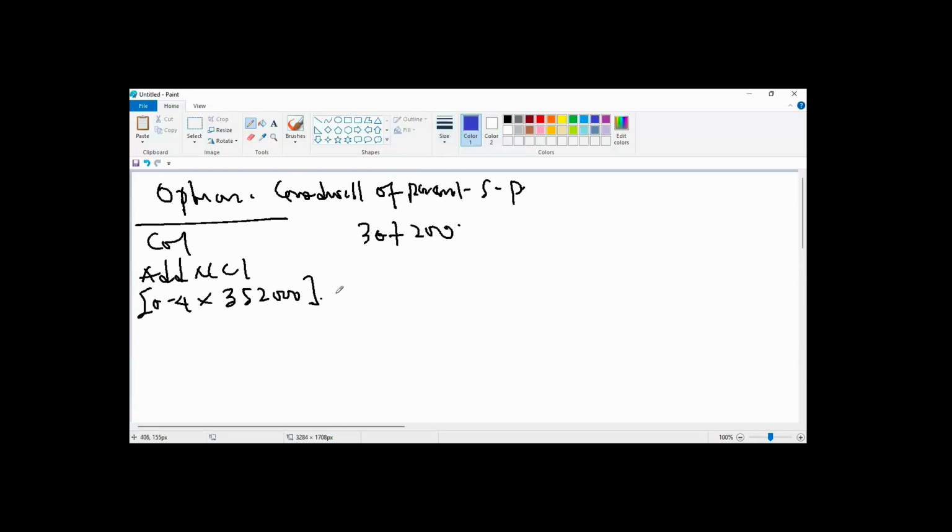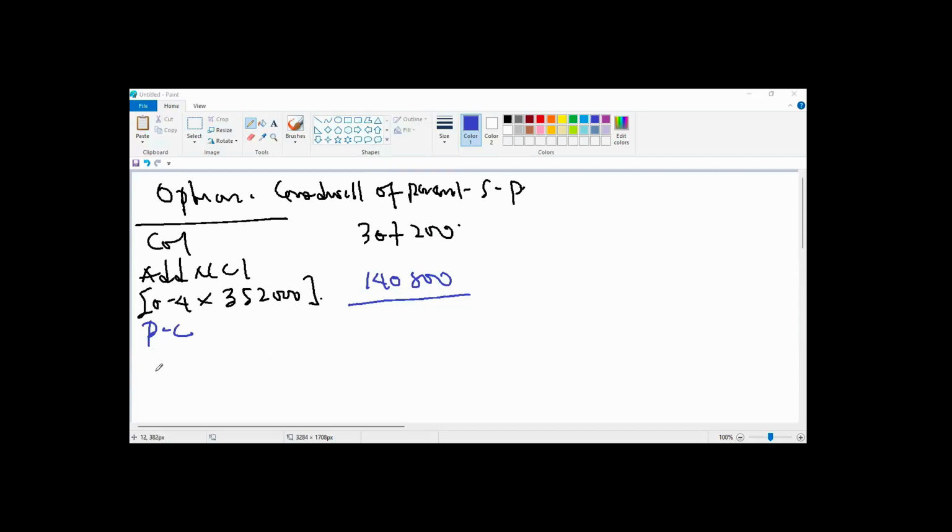What does 0.4 times 352 give us? 140,800. This will give me the purchase consideration. So 140,800 plus 307,200. What does it give us?